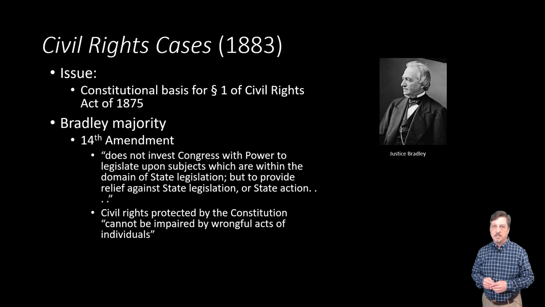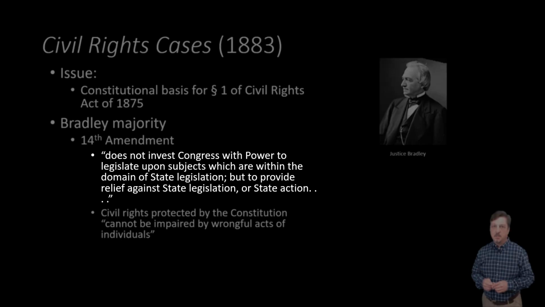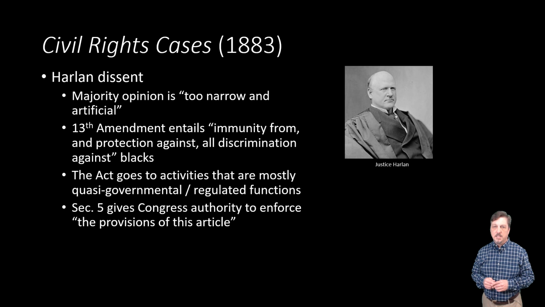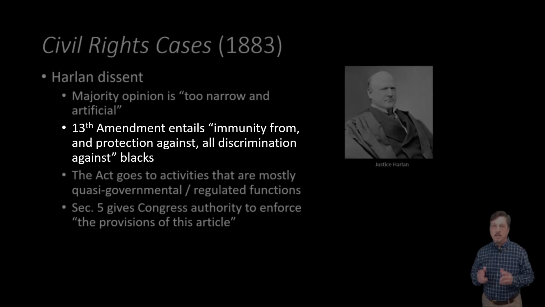The court, in an opinion by Justice Bradley, struck down this provision because the 14th Amendment does not invest Congress with power to legislate upon subjects which are within the domain of state legislation, but to provide relief against state legislation or state action. According to the court, civil rights protected by the Constitution cannot be impaired by wrongful acts of individuals. Justice Harlan dissented because he believed the majority opinion was too narrow and artificial. According to Justice Harlan, the 13th Amendment shows that the post-Civil War amendments were designed broadly to remedy the effects of slavery, including effects caused by private conduct.